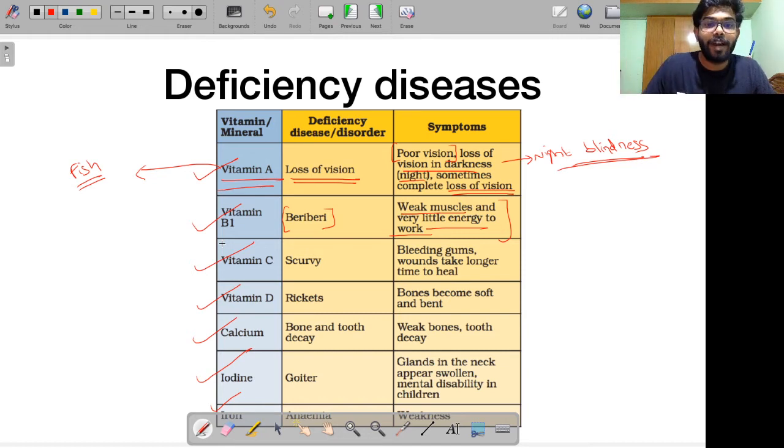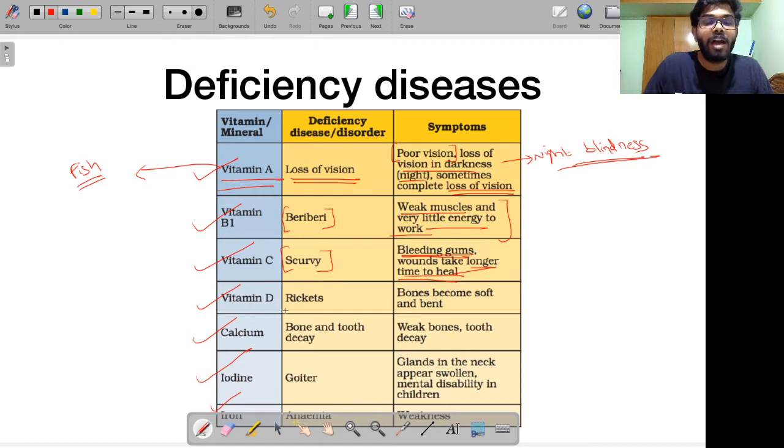Then we talk about vitamin C. Deficiency of vitamin C, less amount of vitamin C in your body, results in something called scurvy. What happens in scurvy? The gums start to bleed, right? The wounds take longer time to heal. If you are having any kind of wounds, you will see over the period of time, platelets aggregate over there and the wound is fixed. But if you have this deficiency of vitamin C, it results in scurvy. In case of scurvy, all your wounds take longer time to heal.